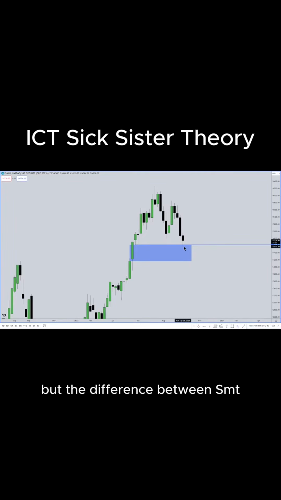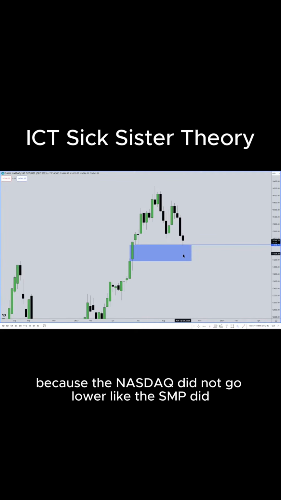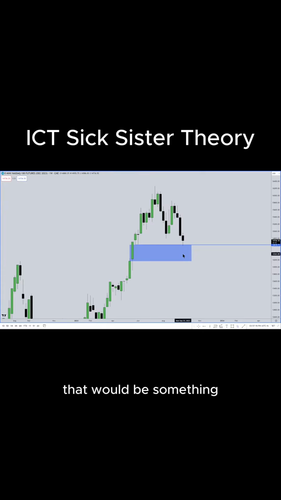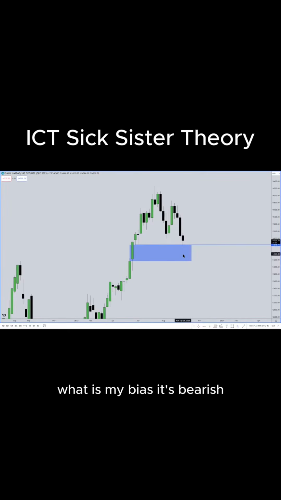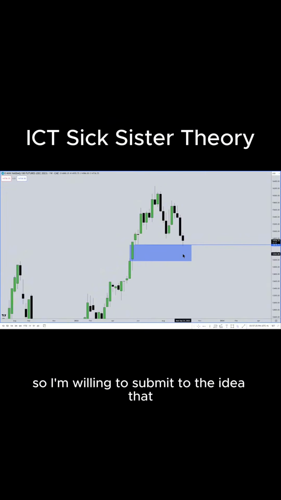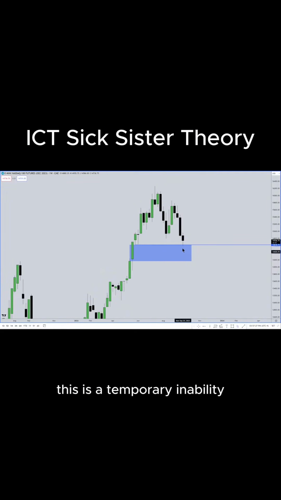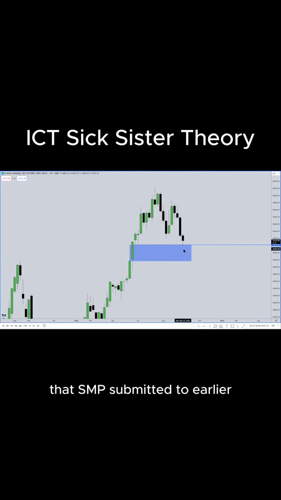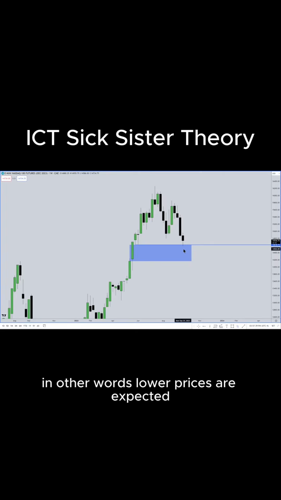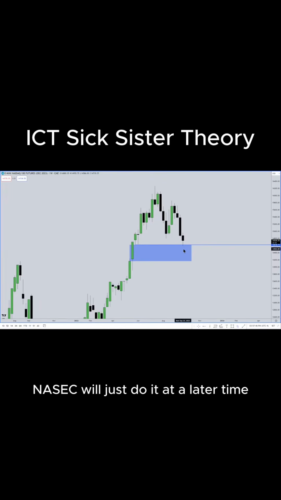But the difference between SMT, which is like, for instance, because the NASDAQ did not go lower like the S&P did, normally if I was bullish, that would be something I would be interested in going long on. But what is my bias? It's bearish. So I'm willing to submit to the idea that this is a temporary inability for NASDAQ to deliver on the same context that S&P submitted to earlier. In other words, lower prices are expected. S&P was quick to get to its targets faster. NASDAQ will just do it at a later time.